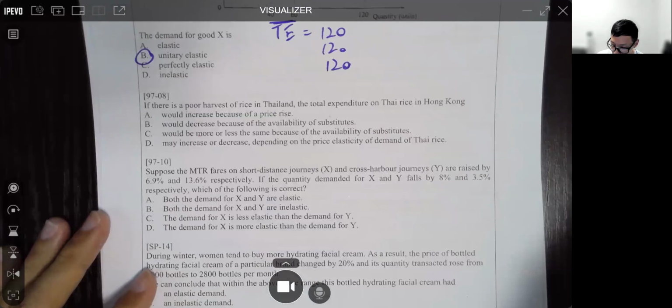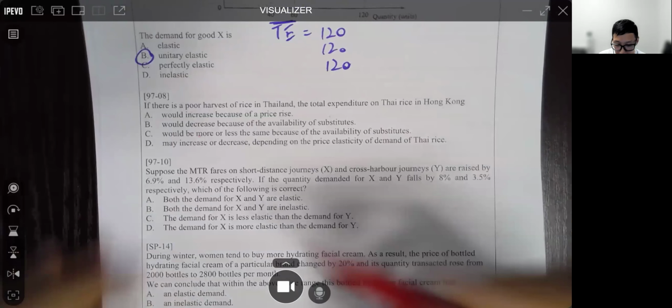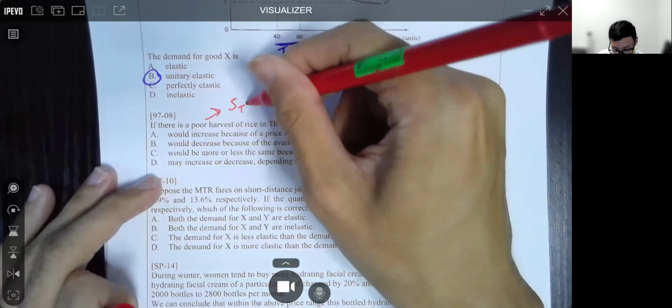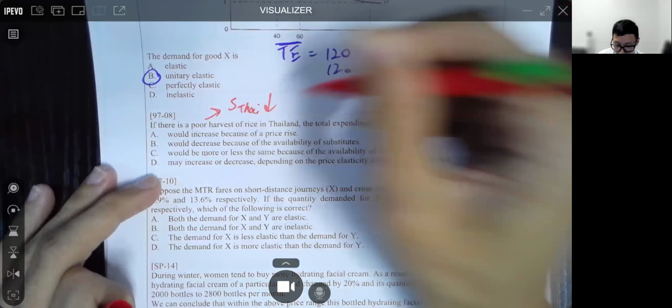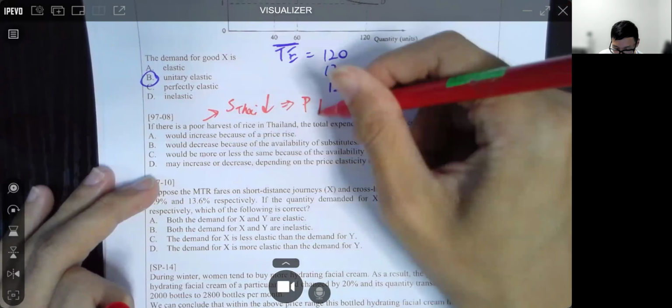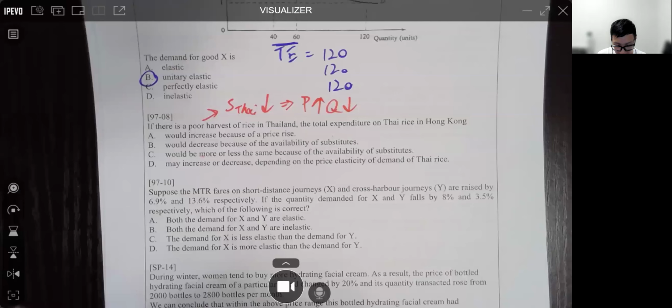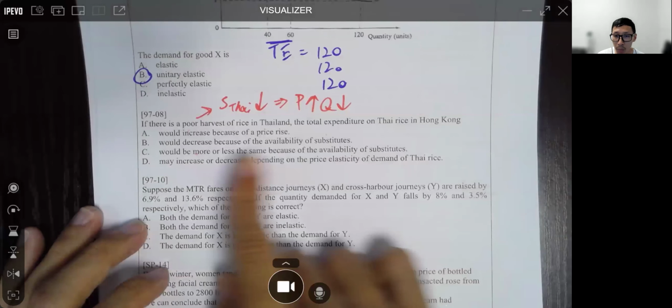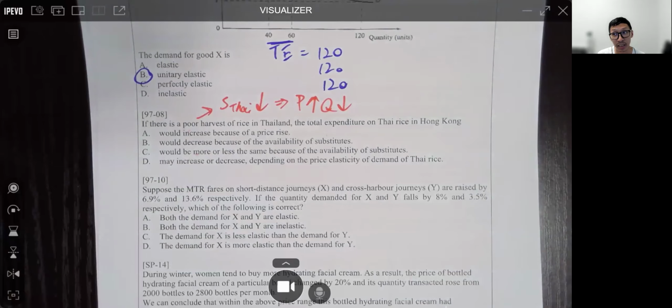If there is a poor harvest of rice in Thailand, let's see, poor harvest, what does that mean? It means that the supply of Thai rice would drop. Therefore, price increases, Q decreases. This is important: the quantity of Thai rice in Hong Kong would decrease because of a price rise.